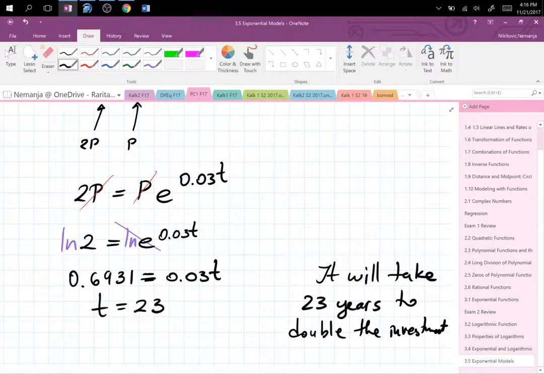Now, this problem can be done to triple the investment, to quadruple the investment. That just changes 2P, 3P, 4P, whatever. That P will always cancel because it doesn't matter the amount you plug in. What matters is the percent. And banks know how to play the game.